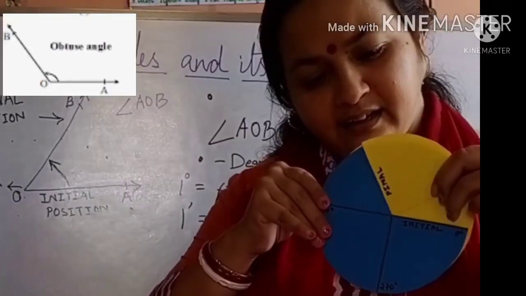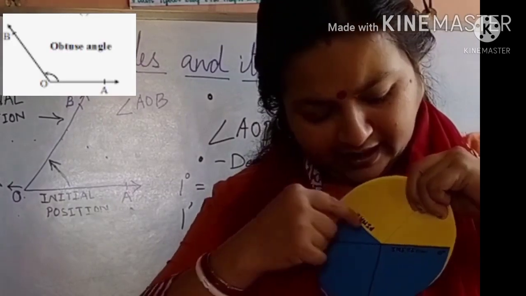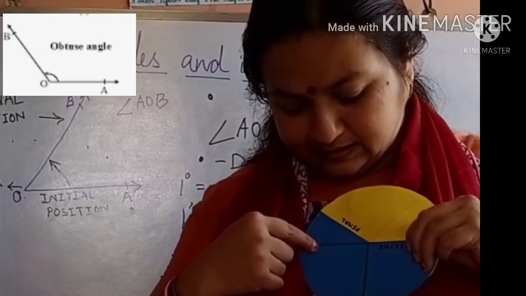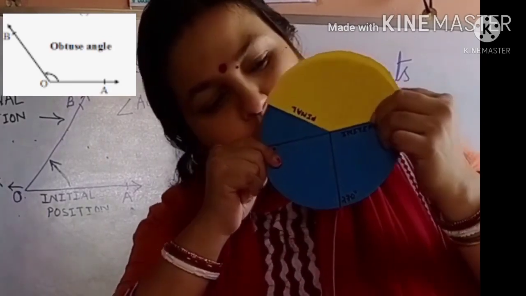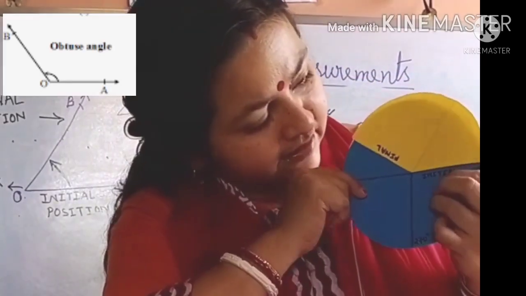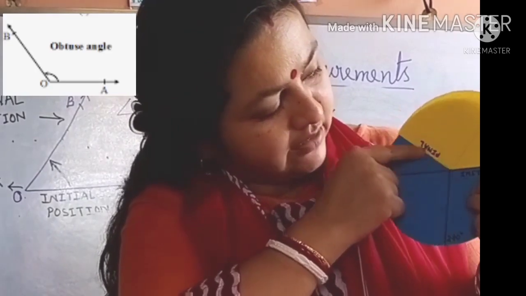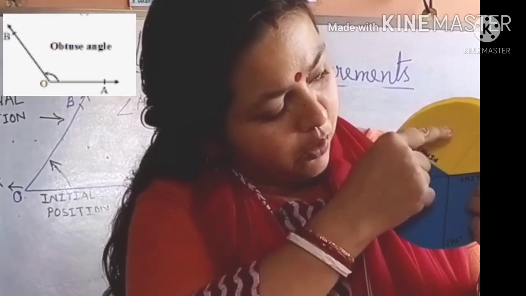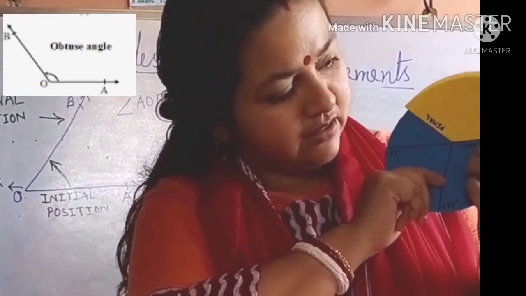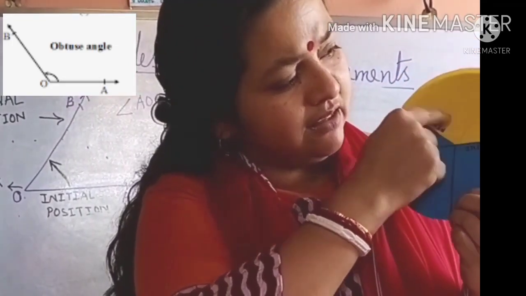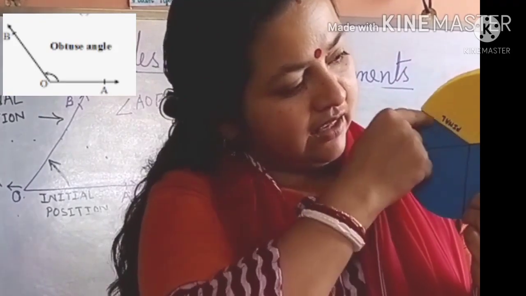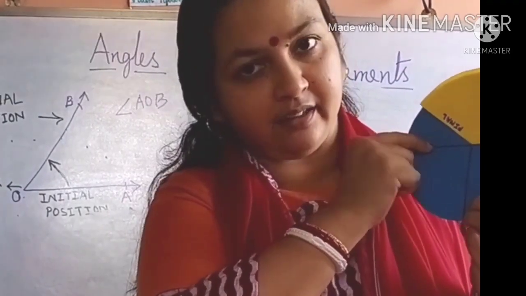When the angle is more than 90 degree but less than 180 degree, this side is 180 degree. See this angle, this is our initial line, this is our final line. So it is more than 90 degree, okay? This is our initial position, this is the final position. When the angle is more than 90 degree, this is an obtuse angle.